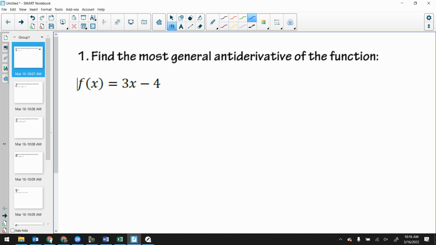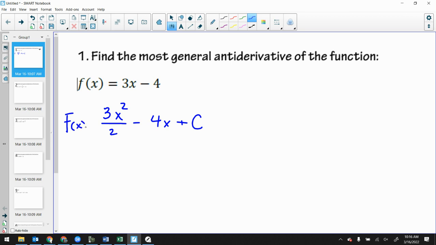I'm going to be giving you a lot of polynomial equations on these. So remember that for the antiderivative, you bump the exponent up 1 and divide by that exponent. So in this case, this would be 3x to the second over 2 minus 4x. And whenever you do not have a variable, you have to add in the x. So that's why that minus 4 becomes a minus 4x. And then we don't forget about that plus c sitting out there on the end.